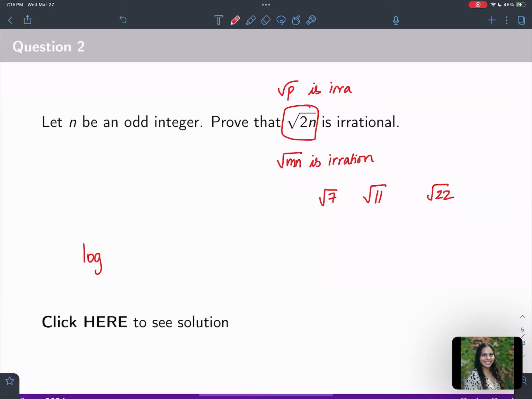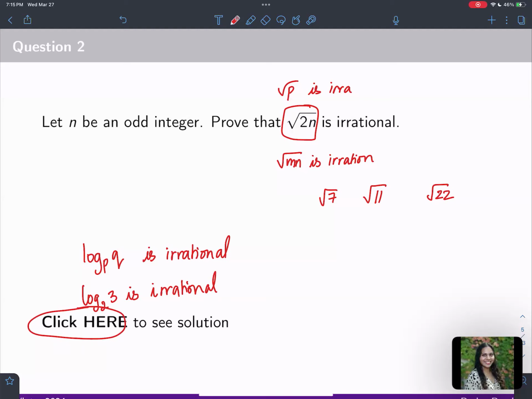The second type you can have is log PQ. Show that log PQ is irrational. Log 2, 3 is irrational. So many questions of this type have been asked from this chapter. Obviously, I'm not going to do the solution, but the general approach is that it's a proof by contradiction.